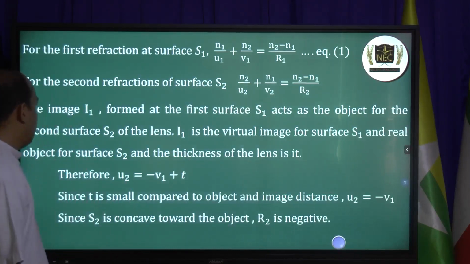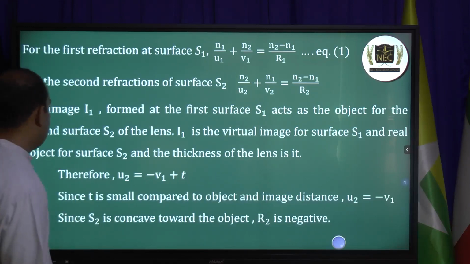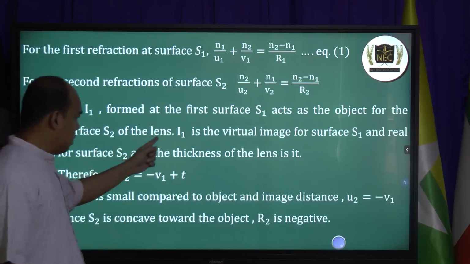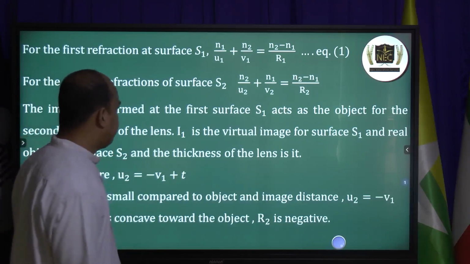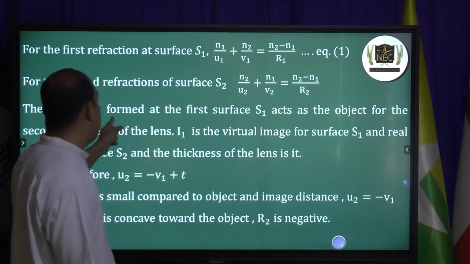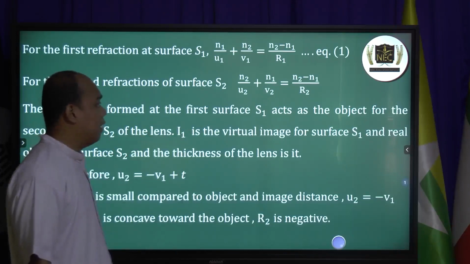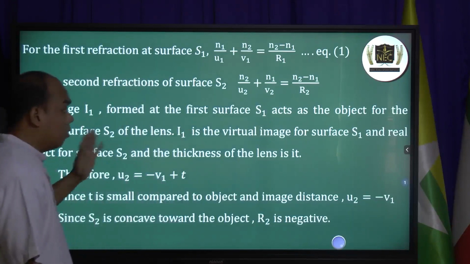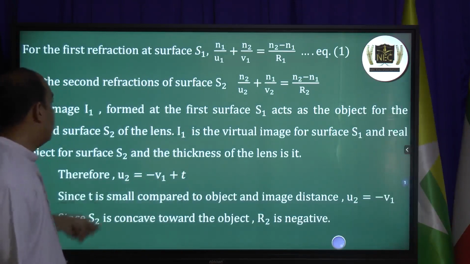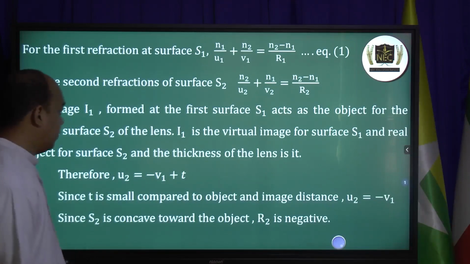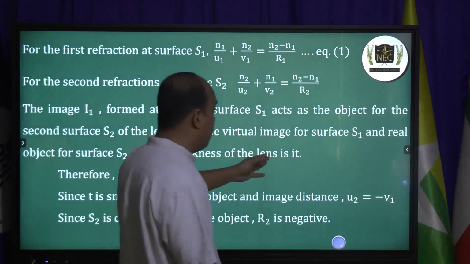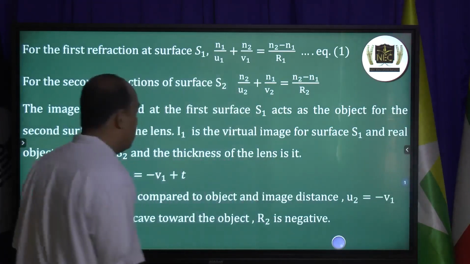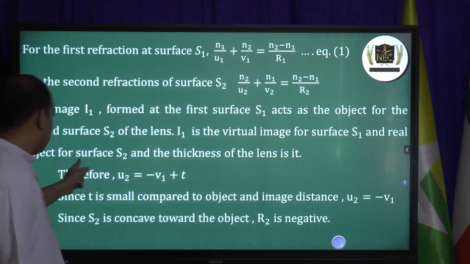The image I1 formed by the first surface acts as the object for the second surface. So the object for the second surface is the image formed by the first surface, v1.